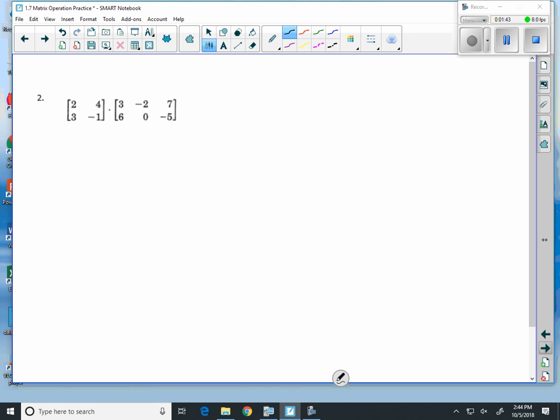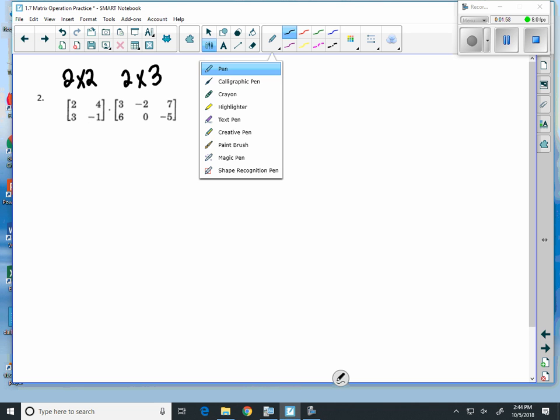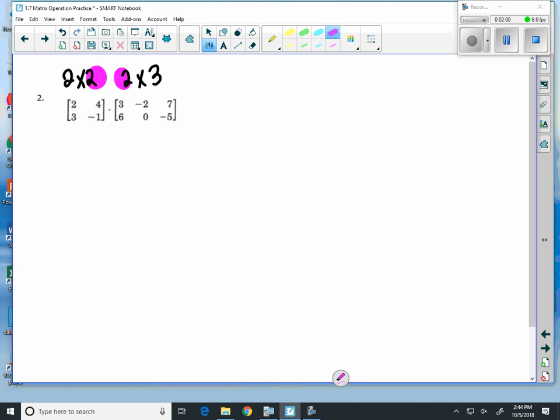So here we have matrix multiplication. For matrix multiplication, you have to make sure that you can first multiply them. So here, this is a 2 by 2 matrix. This is a 2 by 3 matrix. So if we look at the inside numbers, okay, those are the exact same. That means, yes, we can multiply these matrices together.